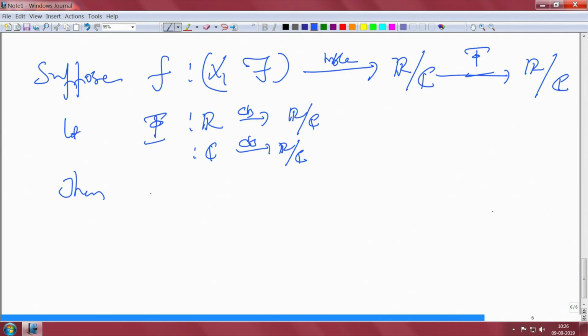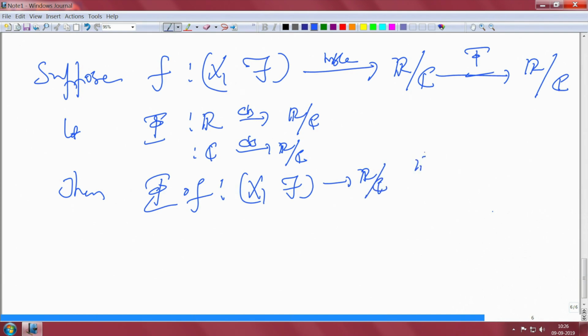Composition is phi composed with f. This is a map from X to R or C, right? This is measurable. Okay, so we have f measurable, phi a continuous function, and we are looking at the composition. We want to say that it is also measurable. Well, how will we do that?